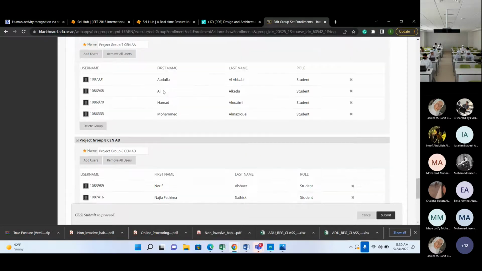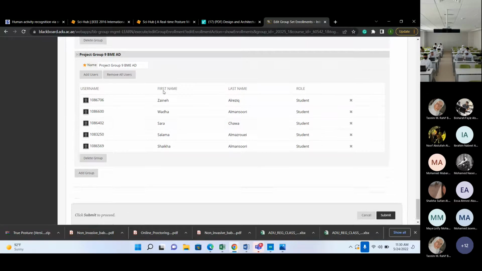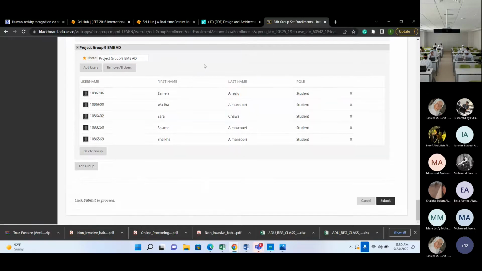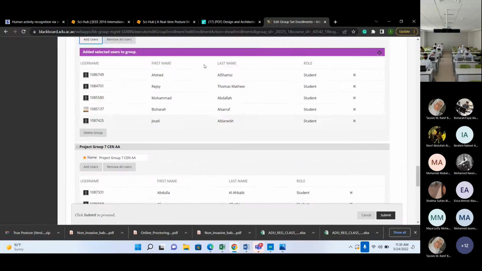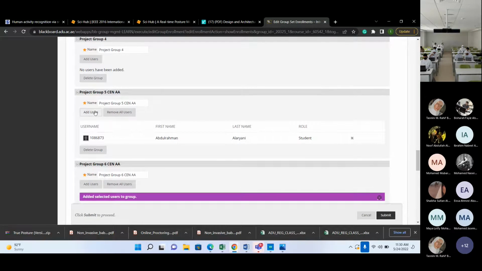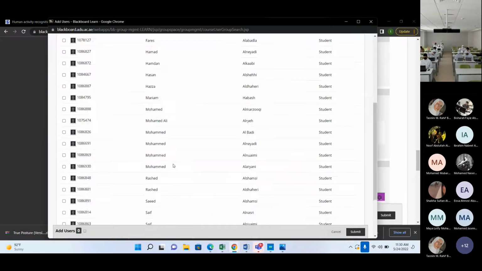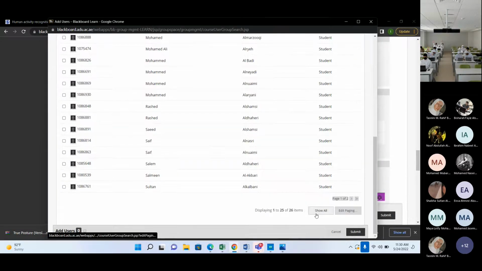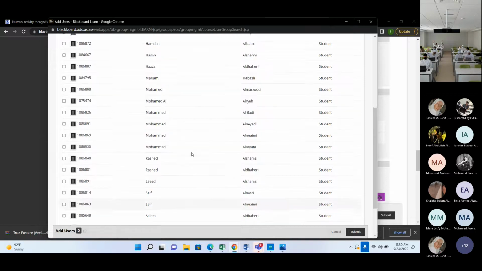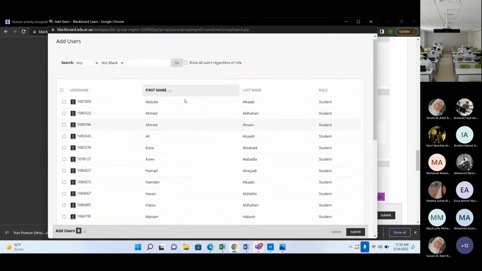Perfect. Okay, so anyone else in Al Ain that still does not have a group? Because I still have a lot of names in here. How many students still don't have a group? Raise your hand. We have 26 students without groups, guys. Where are you? All right. We'll start with you. Engineer, I'm in Abu Dhabi.